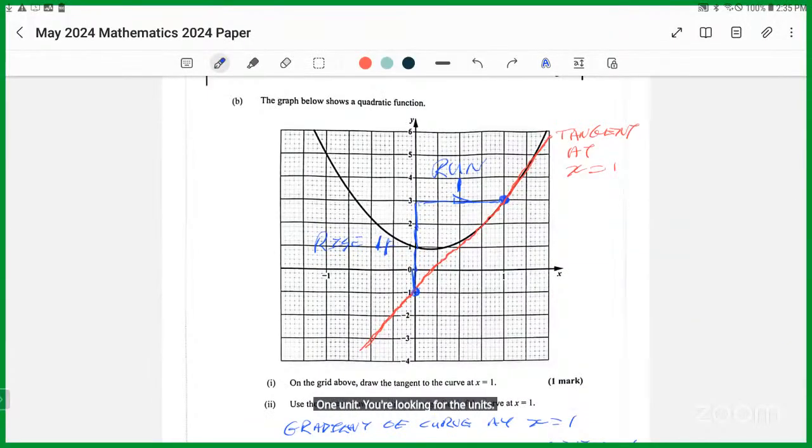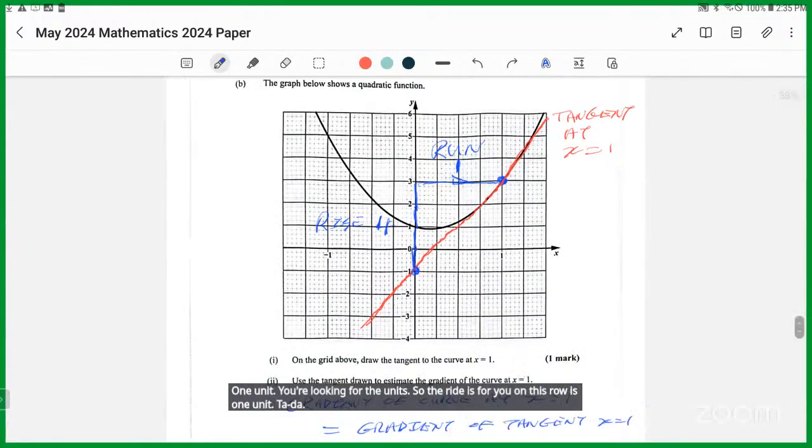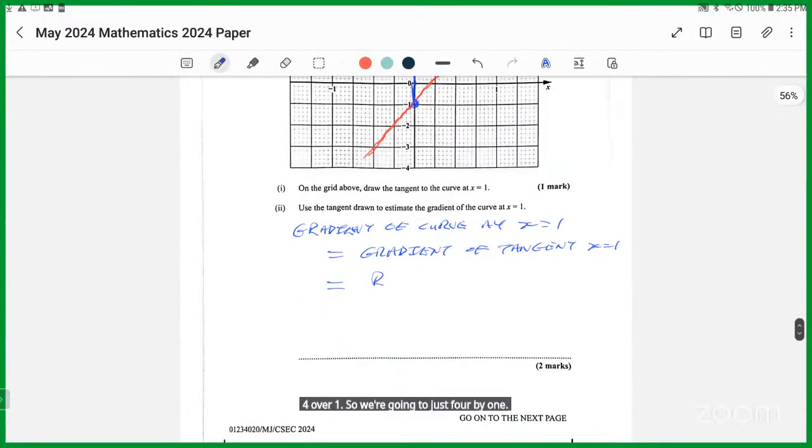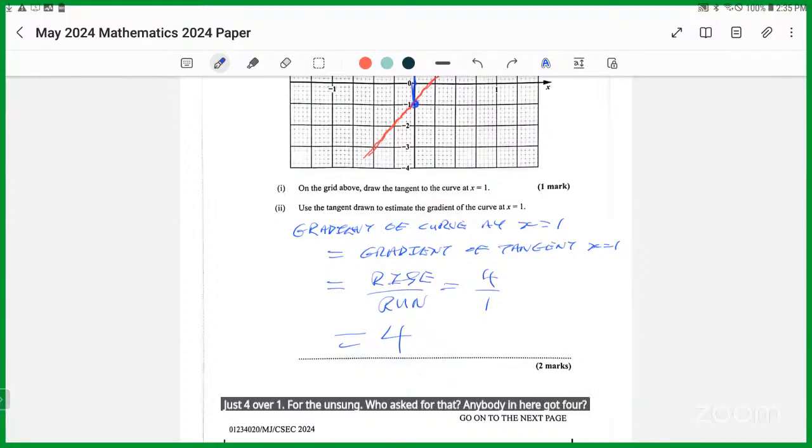So the rise is 4 units, the run is 1 unit. See that? 4 over 1. So the gradient is rise over run, which is 4 over 1. 4 is the answer. 2 marks for that. Anybody here got 4? Anybody got 4? You drew the tangent?